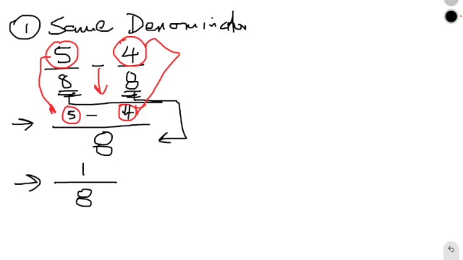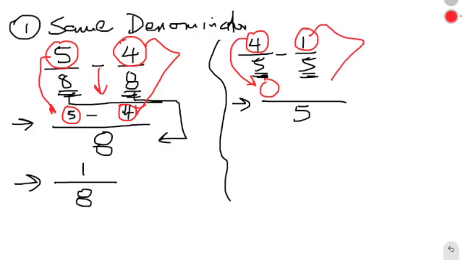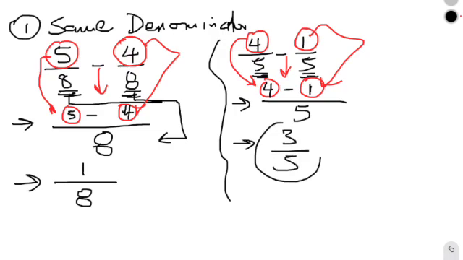Really simple. If you do a similar problem, 4/5 minus 1/5, you apply the same principle. The next line, you just bring down the denominator, which in this instance is 5. Then you take the first numerator and bring it down, take the second numerator and bring it down, and bring down the sign. Then it would be 4 minus 1, and the answer would be 3/5. Very simple when we have the same denominators that we're working with.